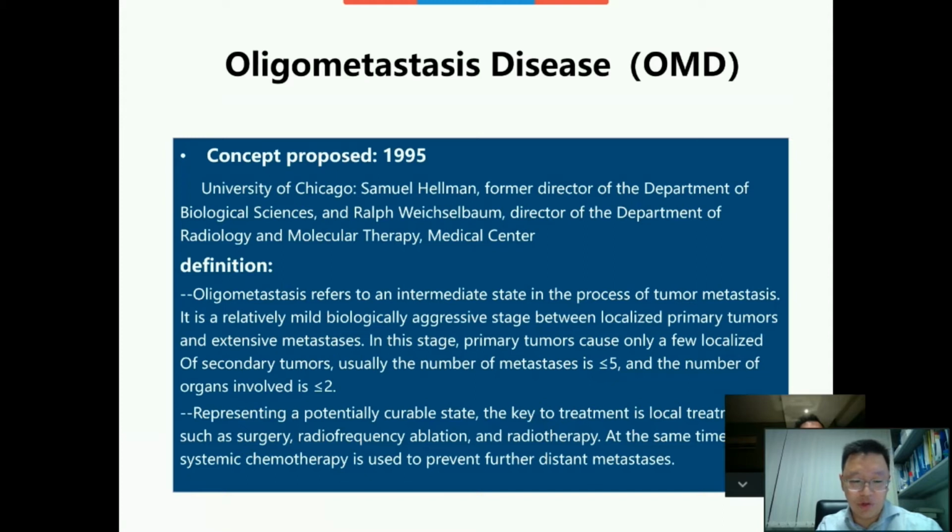In this stage, the primary tumor causes only a few localized secondary tumors. Usually, the number of metastases is less than or equal to 5, and the number of organs involved is less than or equal to 2. It represents a potentially curable stage. The key treatment is local treatments such as surgery, thermoablation, and radiotherapy. At the same time, systemic chemotherapy is used to prevent further distant metastasis.